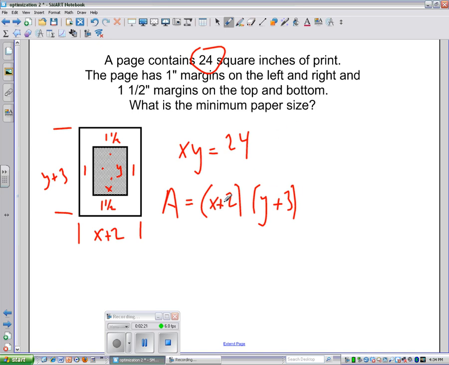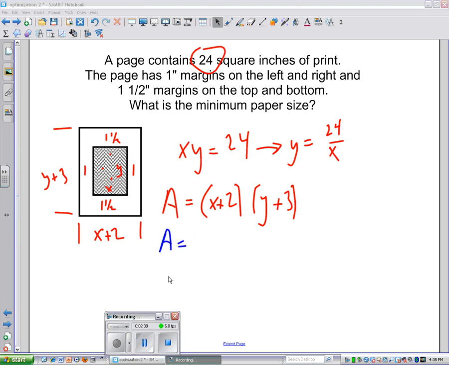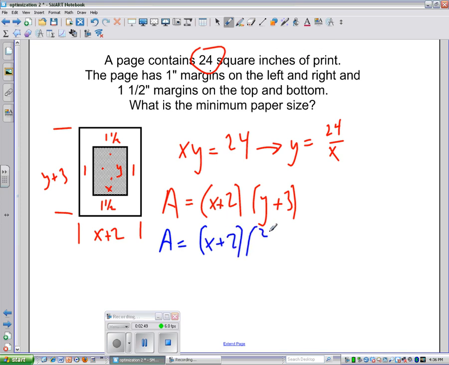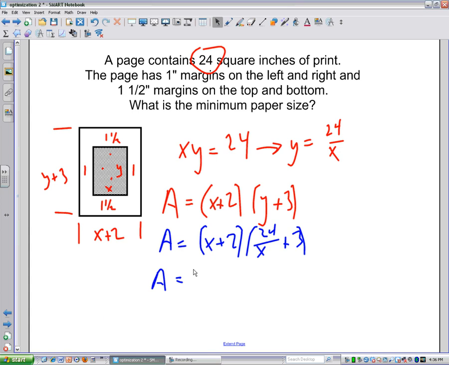But we don't want to do this with x's and y's because we're going to avoid implicit differentiation. What we can do is figure out what y is, and y is equal to 24 over x. So we'll back substitute that in there. Getting tired of the red. Maybe you are, maybe you aren't. The area is... I was telling you about the area. And so we're just going to rewrite this equation as x plus 2, and instead of y, we're going to write 24 over x plus 3. And then we're going to do our little multiplication and get it out of the way.